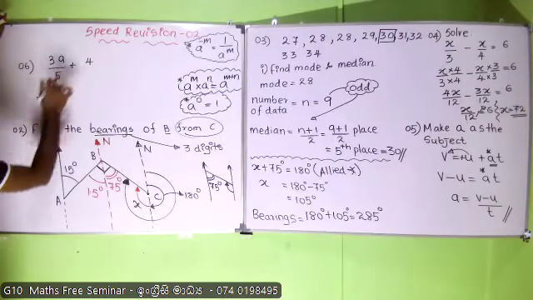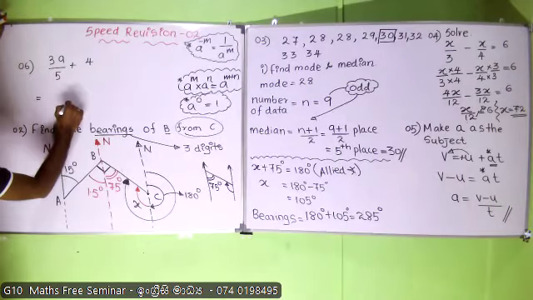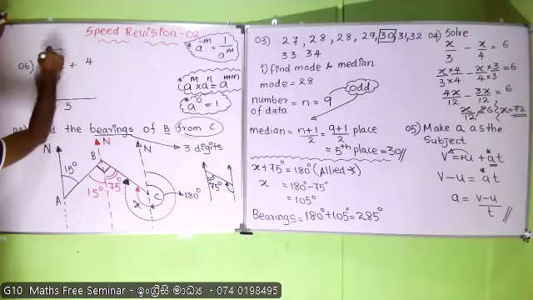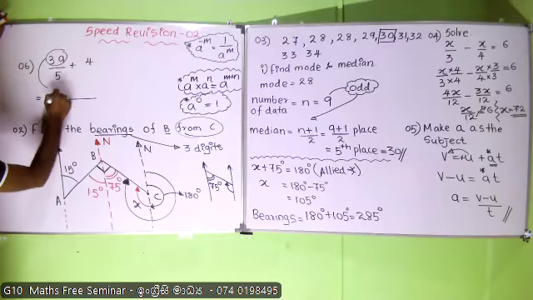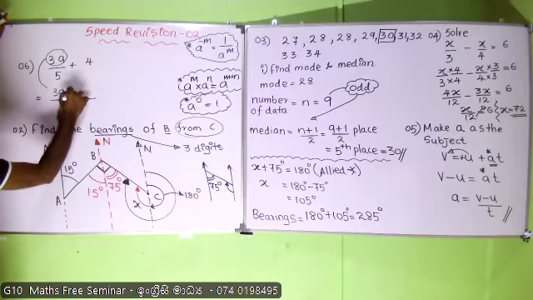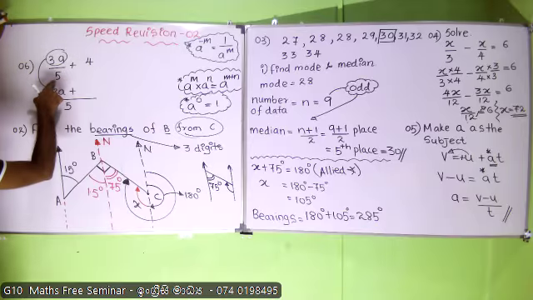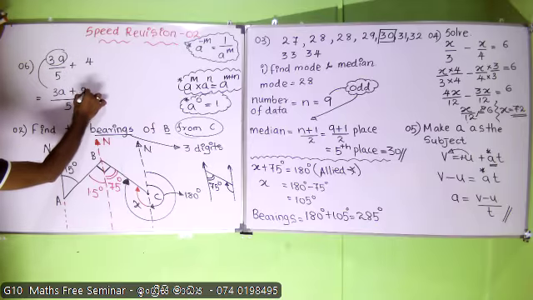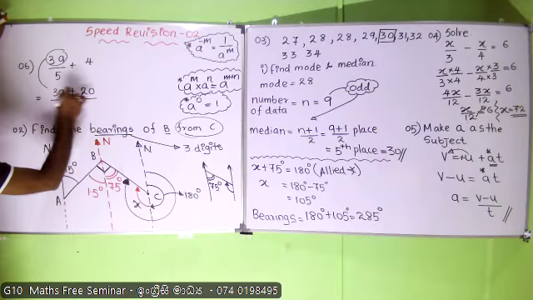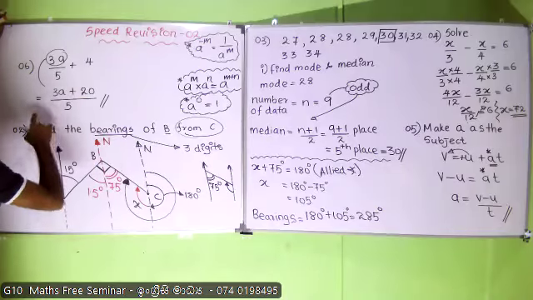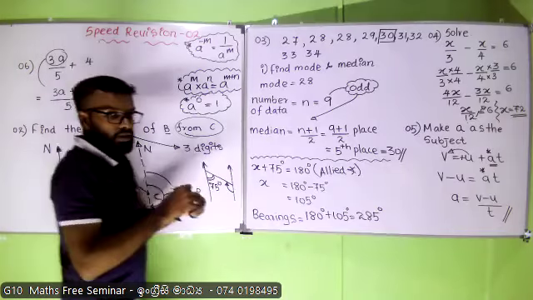Fraction and whole number. 5 is the common denominator. 3a comes here, here you have plus, and here 5 times 4 is 20. So you cannot simplify this any further. This should be the final answer.